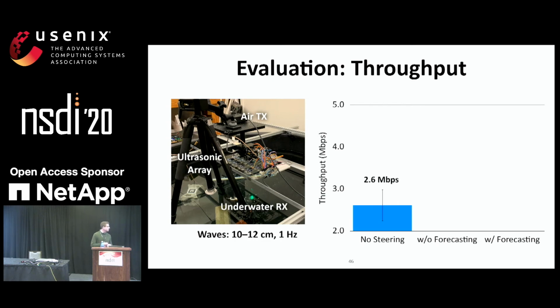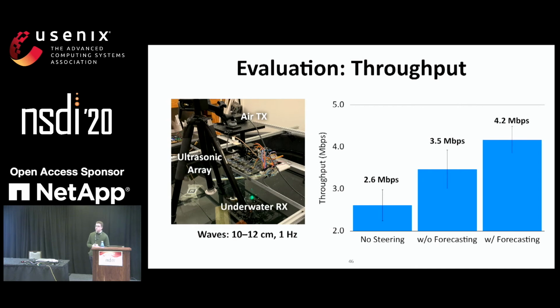In the no steering case, we were transmitting at about 5 megabits per second, so we were getting about half throughput here, 2.6 megabits per second. Without forecasting, we could jump a little bit to 3.5. But with forecasting, we saw a huge improvement up to 4.2 megabits per second. So I think the big takeaway is that without our active sensing, our link was disconnected almost 48% of the time. But with our forecasting, we improved our connection time to 83%.